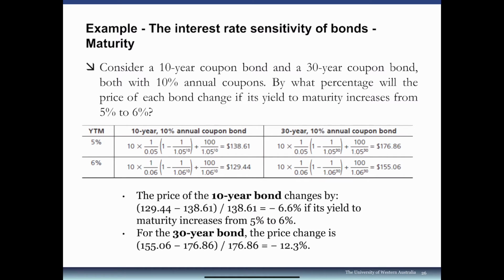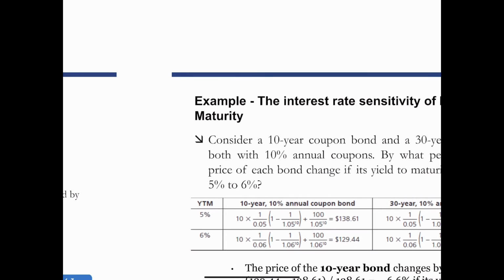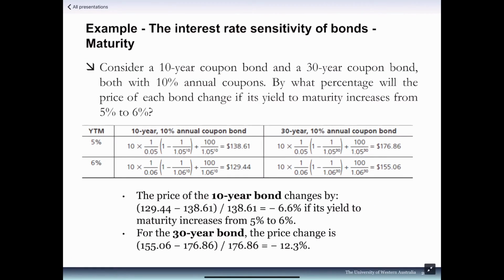And the question is, what percentage will the price of each bond change if its yield to maturity increases from 5% to 6%? So they both start with a 5% yield to maturity. In this case, with a 10% coupon rate, and we haven't really specified a face value, but I just say it's 100. So if face value is 100 and coupon rate is 10%, you would get $10 every year. For the 10-year bond, the bond price will be 138.61. For a 30-year bond, the price will be 176.86. Of course, one of them is bigger than the other because with a 30-year bond, you'll receive a lot more coupons, right?